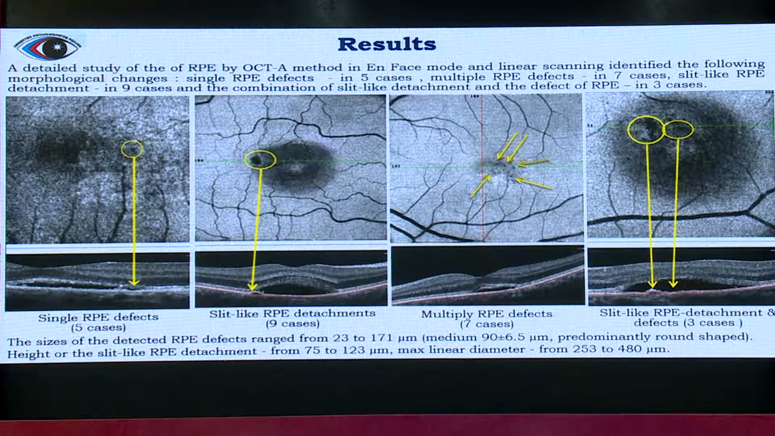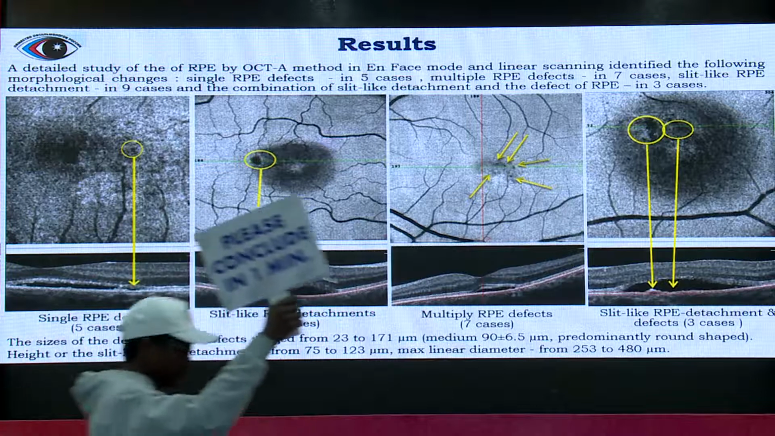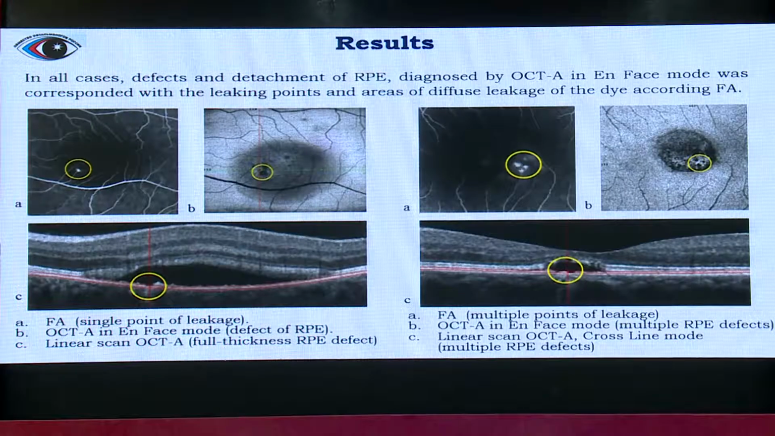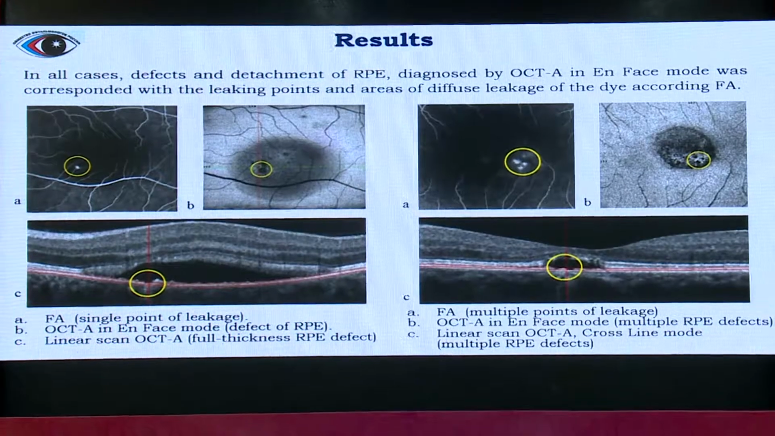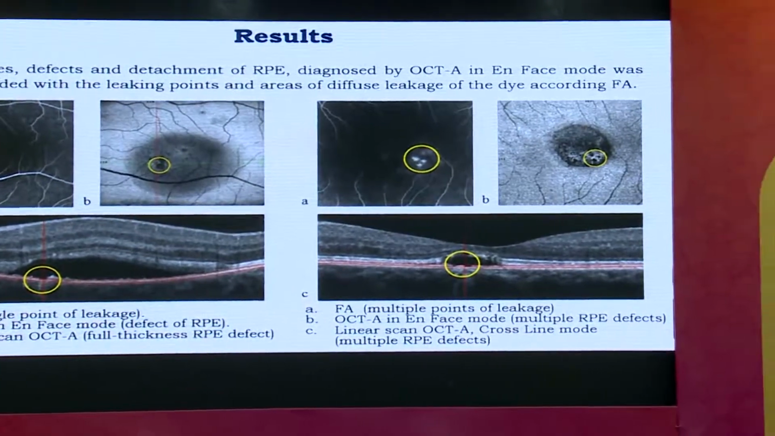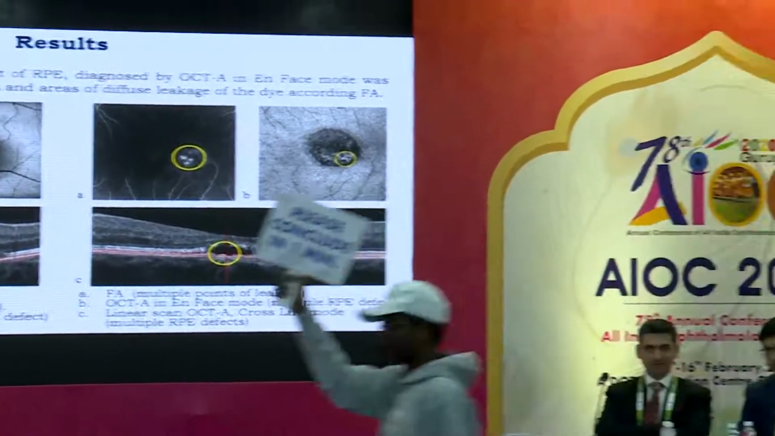Height of the slit-like RPE detachment varied from 75 to 123 microns, and maximal linear diameter from 253 to 480 microns. It should be noted that in all cases, defects and detachment of RPE diagnosed by OCT in phase mode corresponded with the leaking points and areas of diffuse leakage on the dye according to FA. On this slide you can see the comparison of FA and OCT-A data.